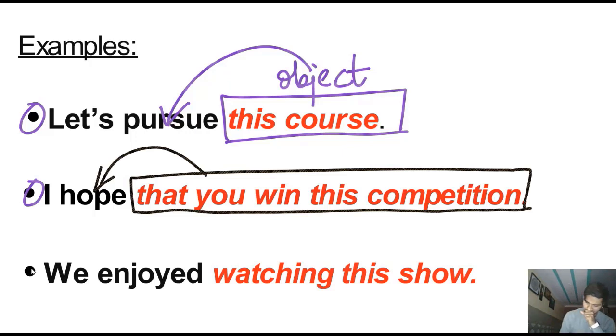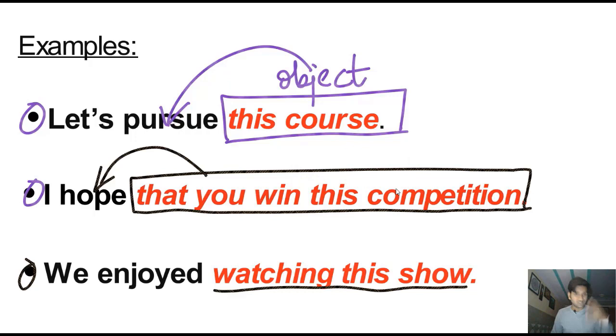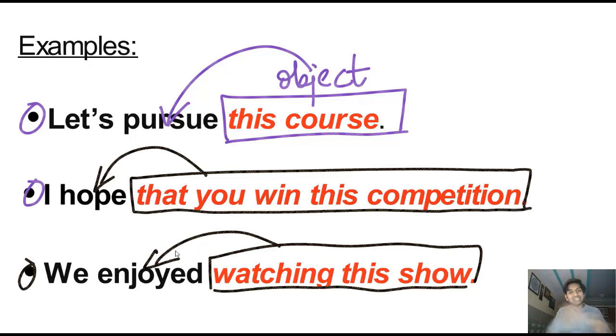All right. Third example. We enjoyed watching this show. We enjoyed what? Watching this show. Now, if I don't add this to the sentence and end the sentence right here at enjoyed, we enjoyed, you're going to ask what? What did you enjoy? There has to be something that you enjoyed, right? So, the natural question is what? Because the sentence looks incomplete. We enjoyed what? Watching this show. So, watching this show is the object of the verb enjoyed, and since it's completing its meaning, we'll call it a verb complement.